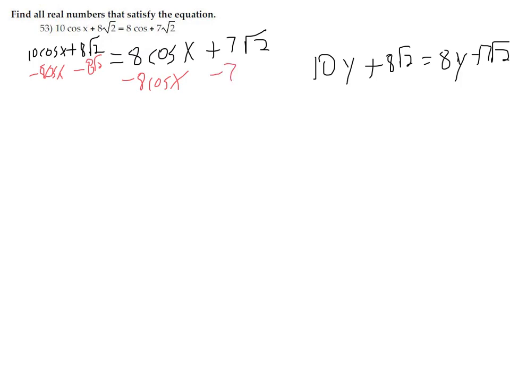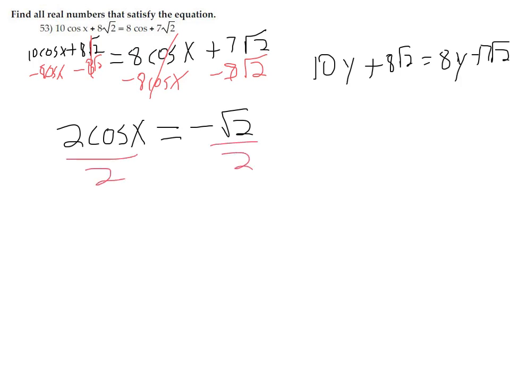What we get out of this is closer to solving. We now have 10 cosine x minus 8 cosine x is 2 cosine x. 7 square root of 2 minus 8 square root of 2 is negative square root of 2. Divide by 2. We have cosine x equals negative square root 2 over 2. Now we're very close to our final answer. So if you don't just have a trig function equal a number, you'll have to do some basic algebra to solve to get there before you can go into the trig answer.